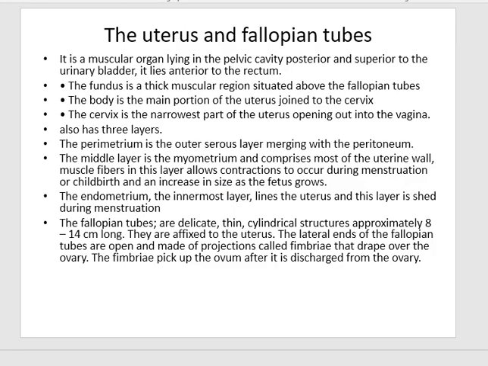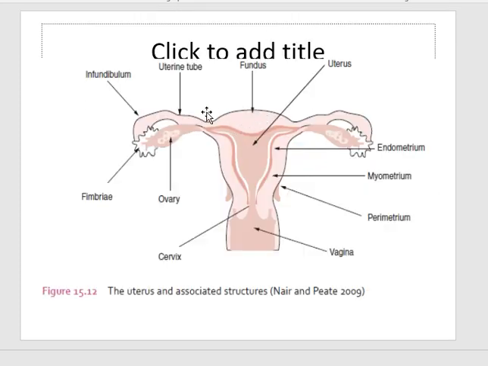Pelvic posterior and superior to the urinary bladder مثل ما شفناها. It is posterior and superior to the urinary bladder. It lies anterior to the rectum. The fundus is a thick muscular region situated above the fallopian tube. This is the fundus.